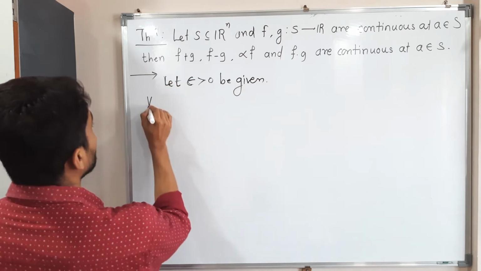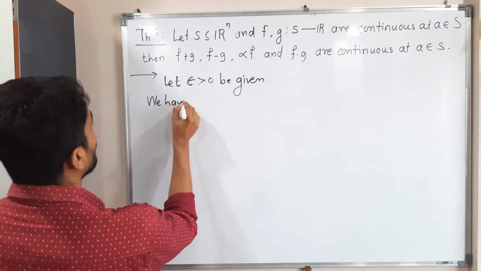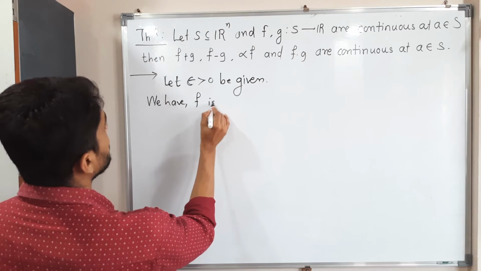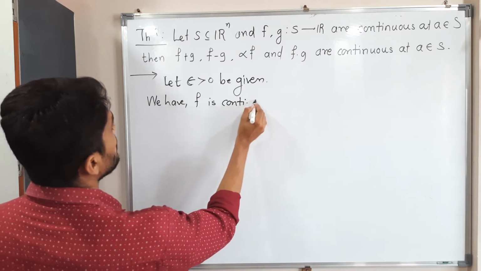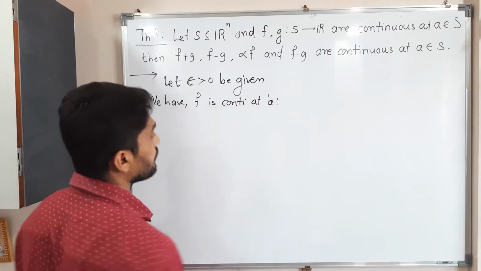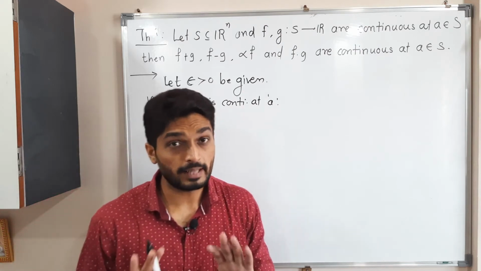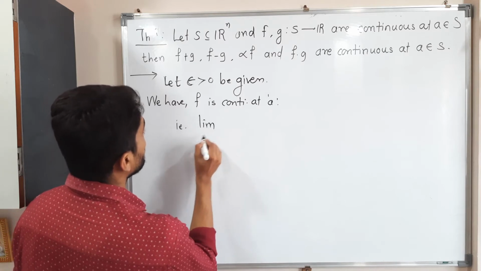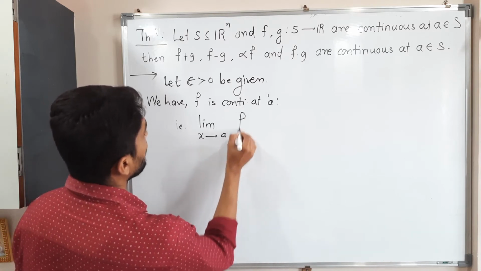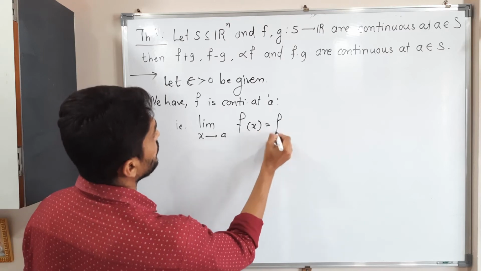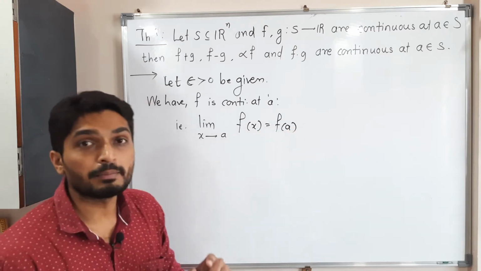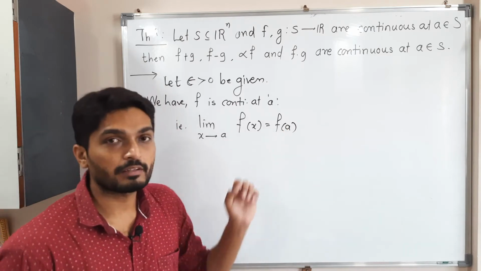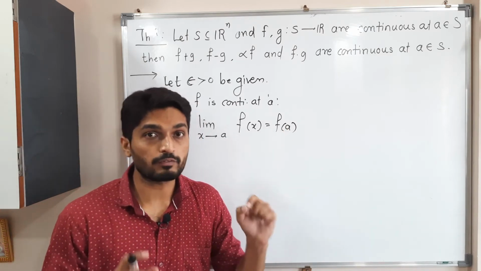What is the first information we have? I will write f is continuous at A. If it's continuous at A, that means I will write limit x tends to A, f of x is equal to f of A. In case of limit, we have L here. You are getting my point. In case of limit, we have L, but when the function is continuous, we write f of A.